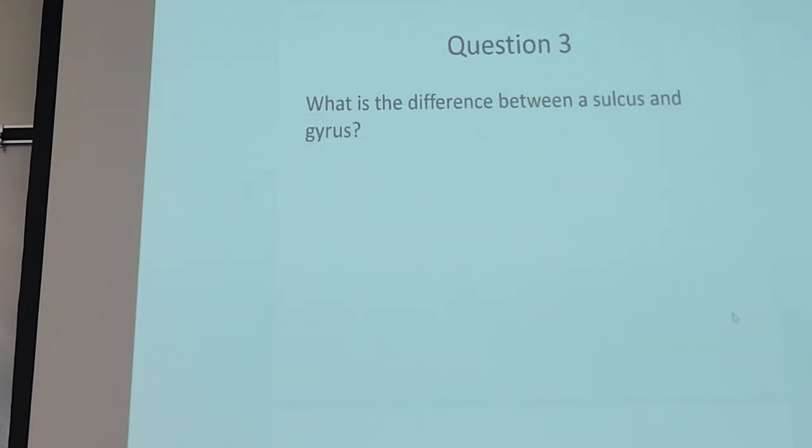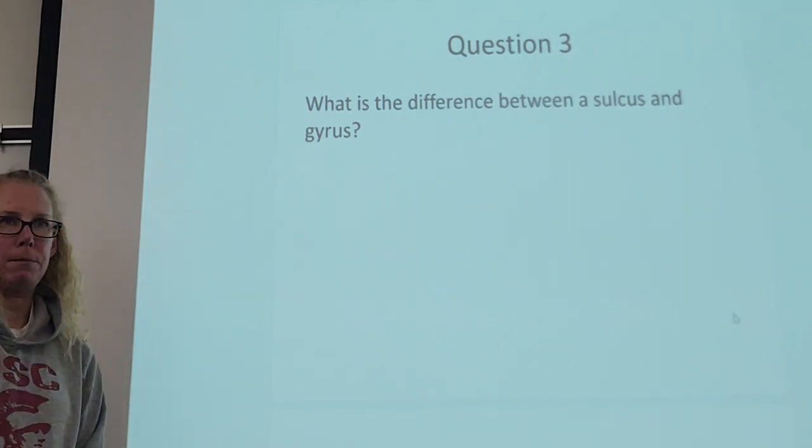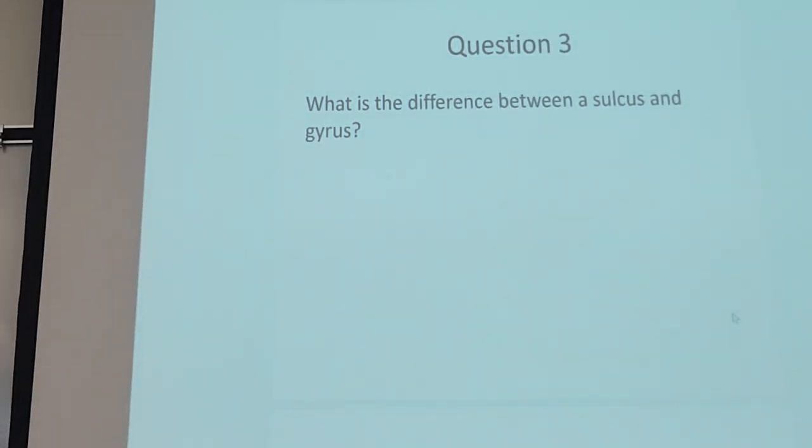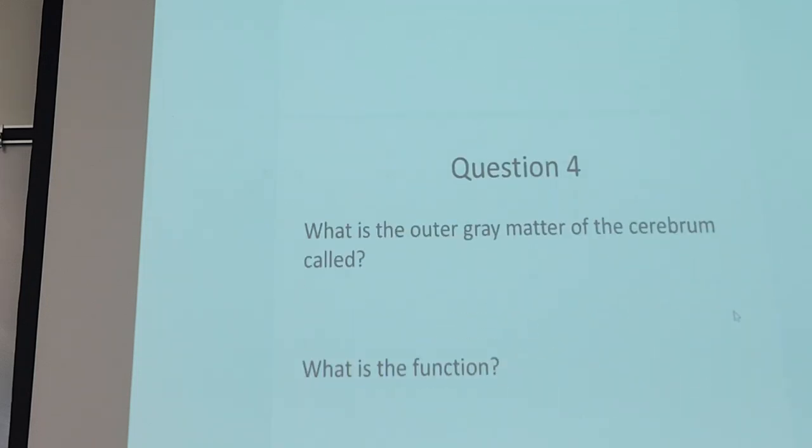What's the difference between a sulcus and a gyrus? A sulcus is a depression and a gyrus is a bump, right? That's just the way brain matter is organized, so you can get more in a smaller cavity. There's lots of brain tissue, but that's why it's organized that way.